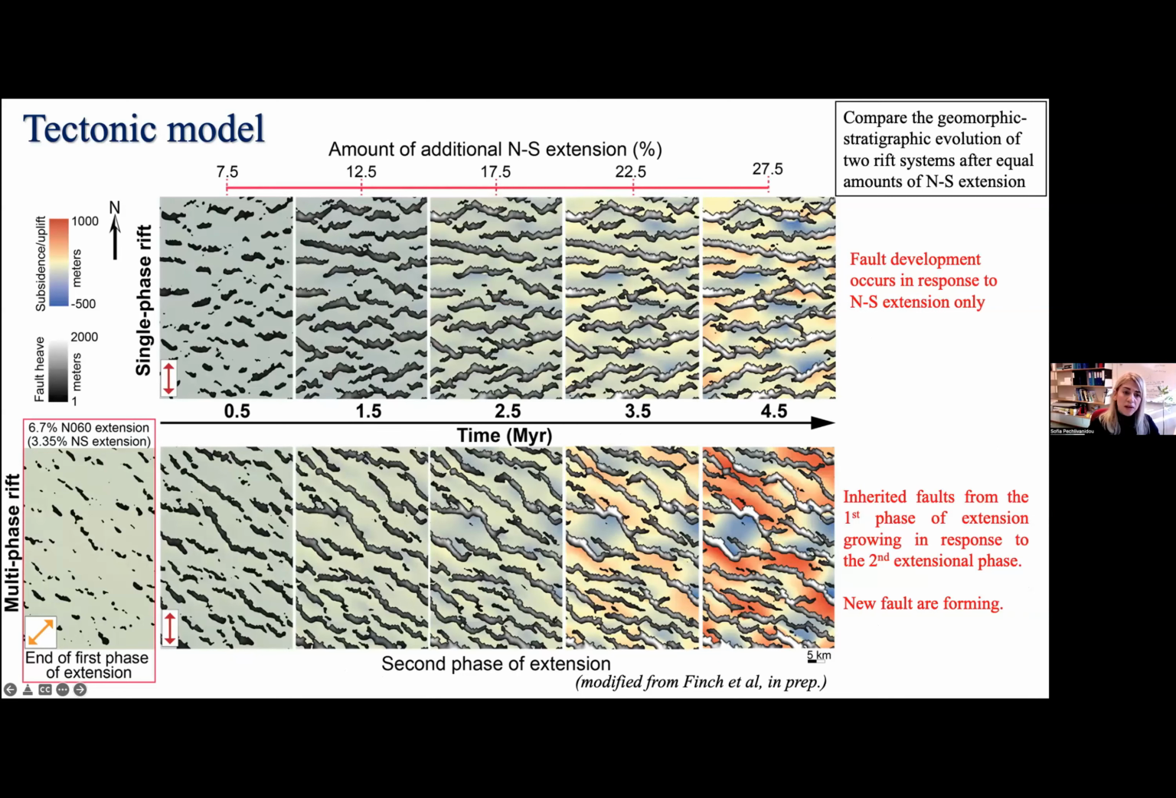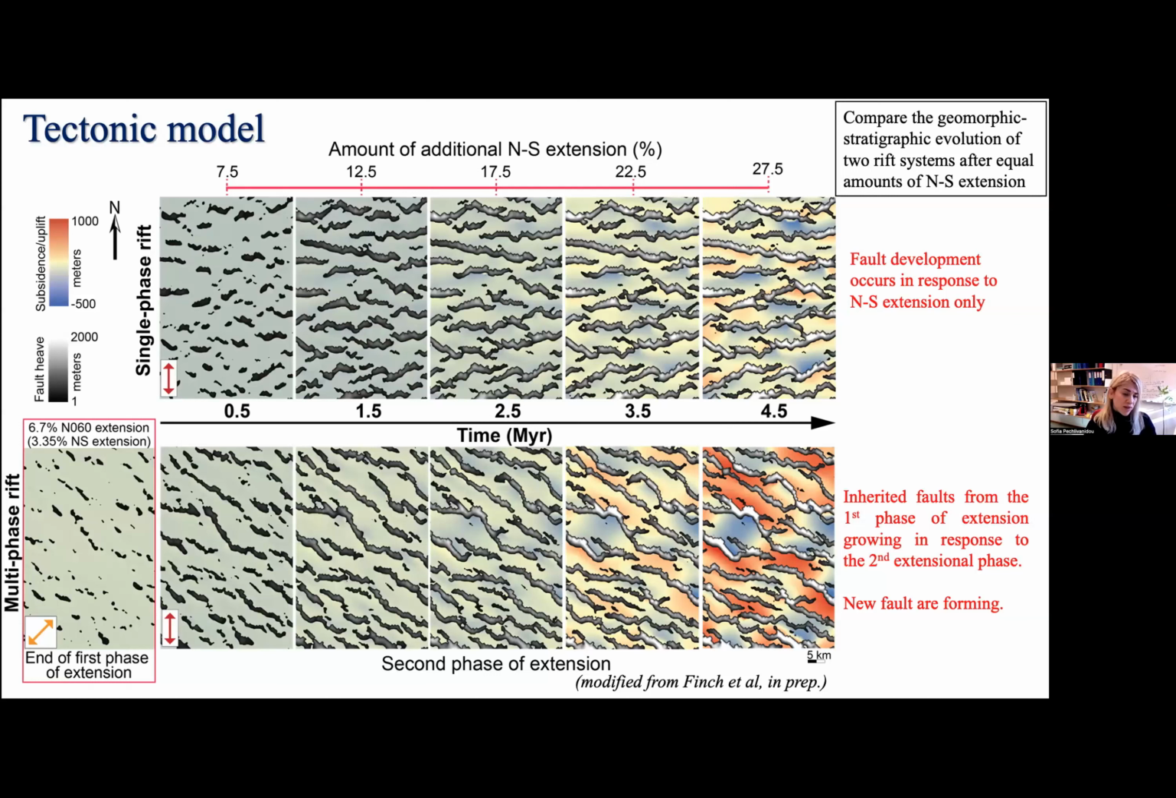In the upper panel, you see the single phase rift. In the lower panel is the multi-phase rift, and this is time. So in the single phase rift, fault development occurs in response to north-south extension only. You see the amount of extension here. So at the beginning of this experiment, we have a large number of small faults which gradually propagate and link perpendicular to the extension direction.